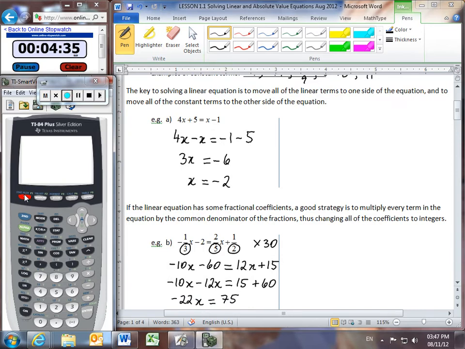So I can go to y equals, and I'm going to enter my left-hand side of the equation as y1. So that's 4x plus 5. And as y2, I'm going to enter my right-hand side of the equation, x minus 1. Now I really want to find the value of x for which these two values of y are going to be equal to one another.